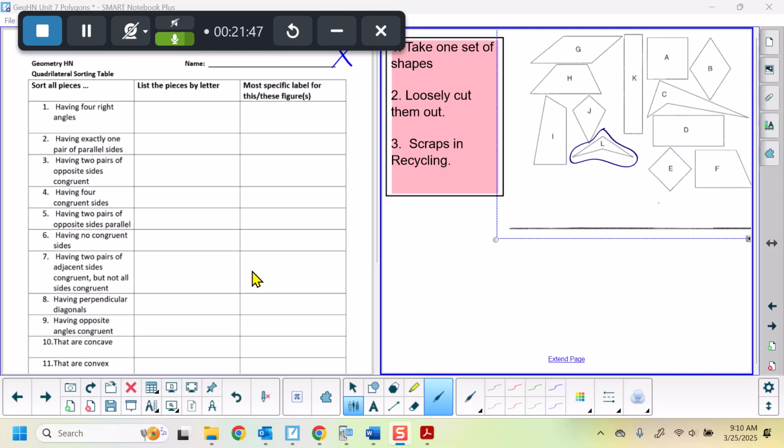So if you find this page in your packet, I want you to take one set of shapes. If your partner already has them cut out, you're welcome to share their shapes. If you're just picking up yours now, it's up to you. But what we want is for you to look at each of these sets of shapes, loosely cut them out, and then sort them according to what these characteristics say.